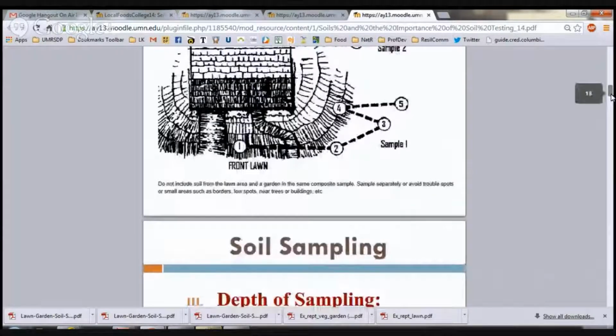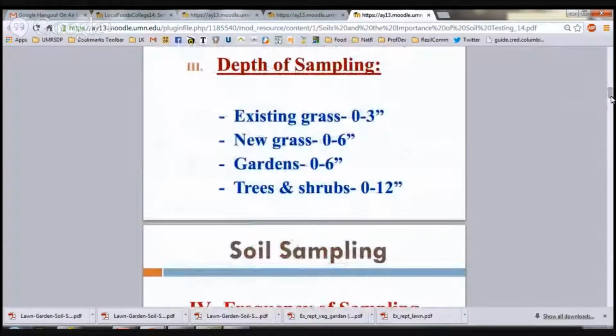Okay, so depth of sampling, you can just mark with your probe or auger or spade. When you're talking about existing grass, 0 to, like I said before, I push it to 4 because you need to get rid of the thatch and the grass. New grass, 0 to 6 inches. Garden, 0 to 6 inches. Trees and shrubs, 0 to 12.